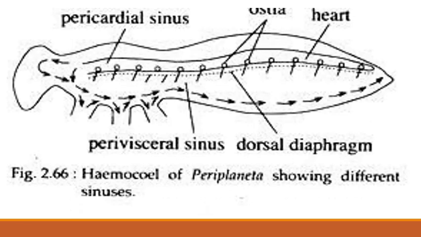This is the pericardial sinus, and on the right side you can see the heart. And ostia are small pores.